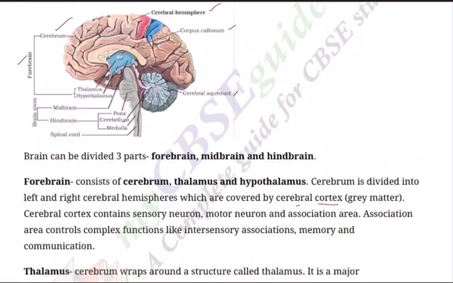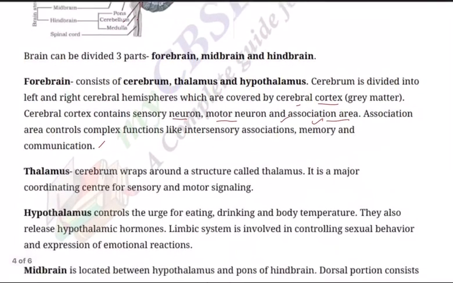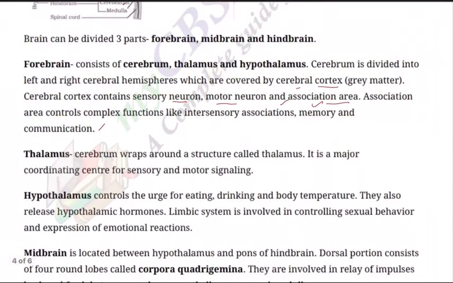These are covered by the cerebral cortex, which is called gray matter. The cerebral cortex contains sensory neurons, motor neurons, and associated neurons. All three will be there. The association area controls complex functions like intersensory associations, memory, and communication. We always say communication skills, no? Who is controlling it? This association area of the cerebral cortex.